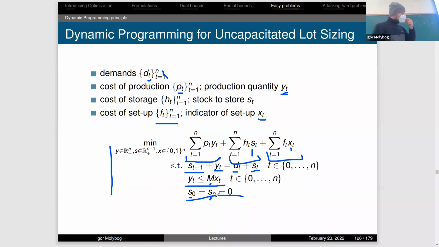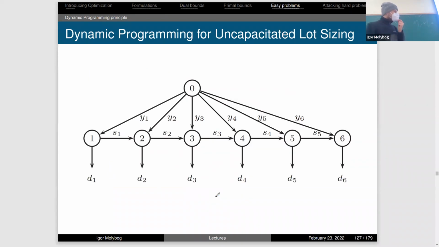So this is a formulation as a linear programming problem. Now let's take a look at how we can reformulate this as a problem based on a graph. On this graph, you can see that there is a source node labeled with 0. And there are multiple nodes from 1 to 6, which are essentially nodes with the demand.